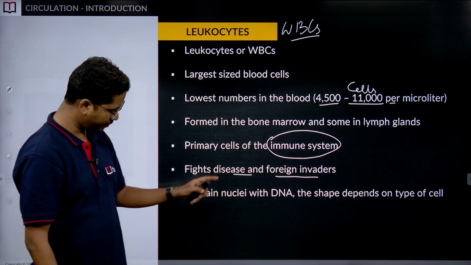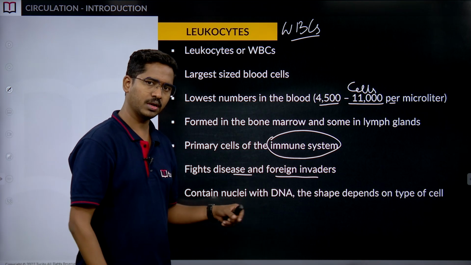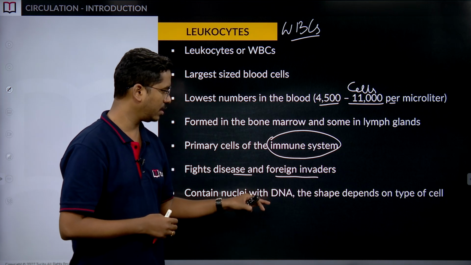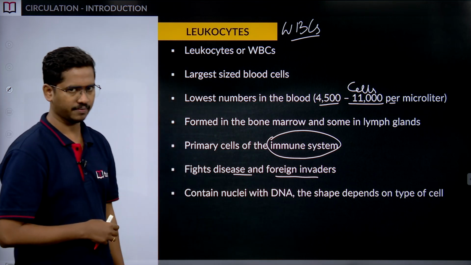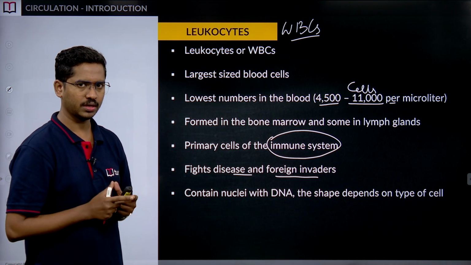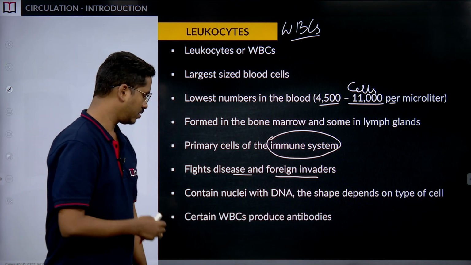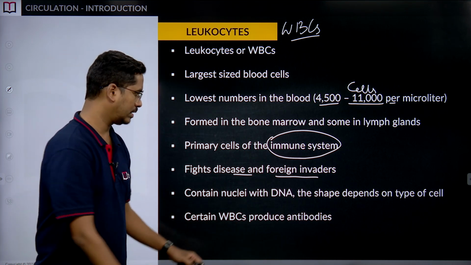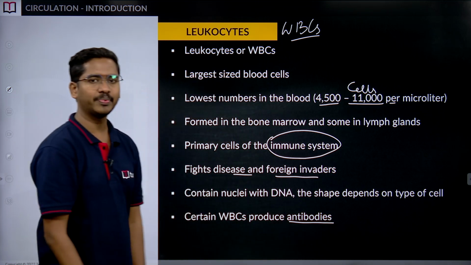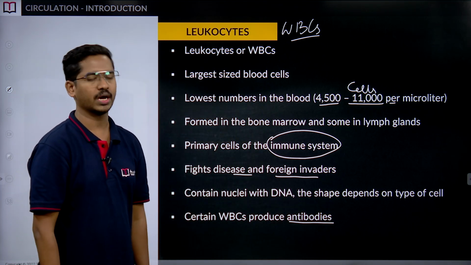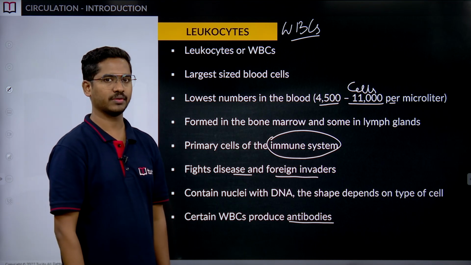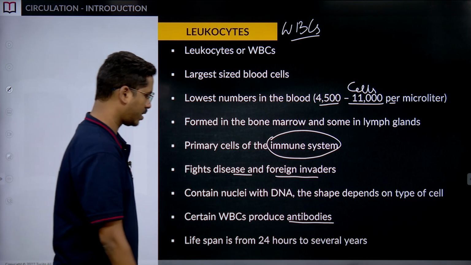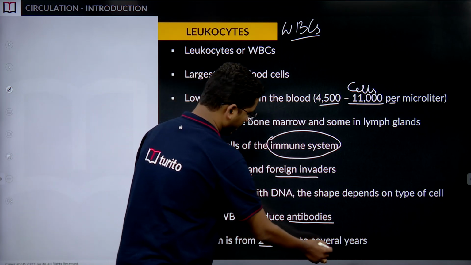They have a nucleus, you have seen them, bilobed, trilobed nucleus I told, right, that is how it is. With the DNA, and the shape of the nucleus depends on the type of the cell. Certain WBCs produce antibodies also. We saw this point in the previously discussed flow chart, that is where we learned about it. So, this is all about leukocytes, and their lifespan is about 24 hours to several years.